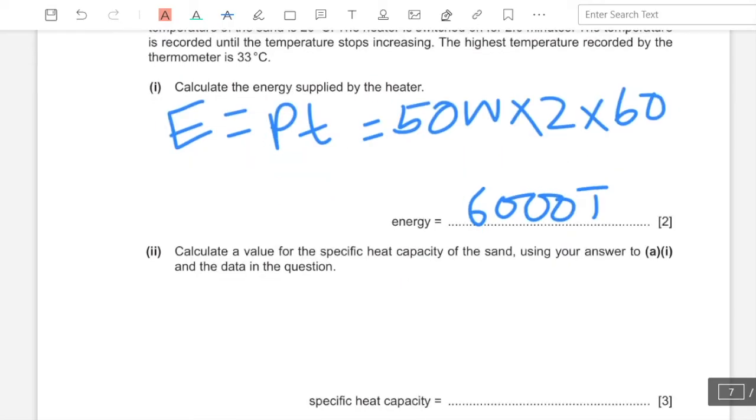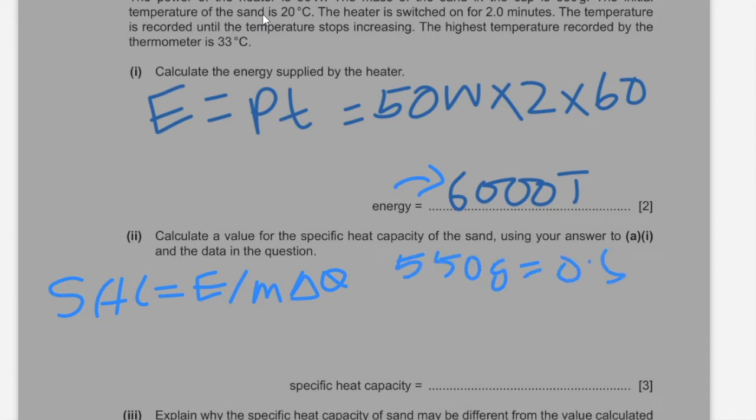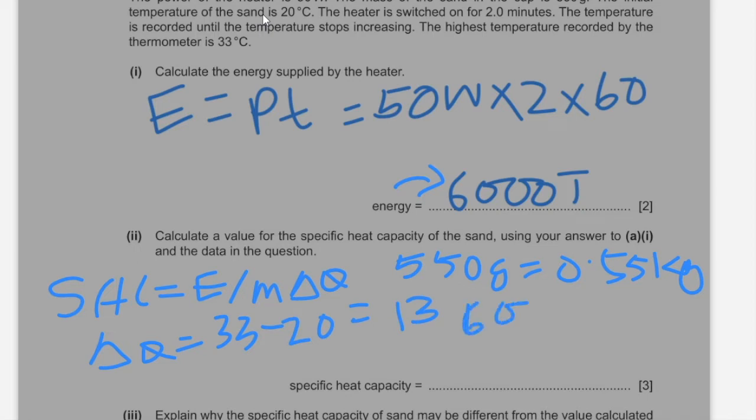2. Calculate a value for the specific heat capacity of the sand using your answer to A1 and the data in the question. Right. Specific heat capacity is equal to energy divided by mass into change in temperature. So energy, which we calculated earlier, is 6,000 joules. Mass given in the question was 550 grams, which is equal to 0.55 kg. And the change in temperature is from 20 to 33 degrees Celsius, which is a total of 13 degrees Celsius. And so the specific heat capacity is equal to 6,000 divided by 0.55 into 13. And so that is equal to 840 joules per kg degree Celsius.